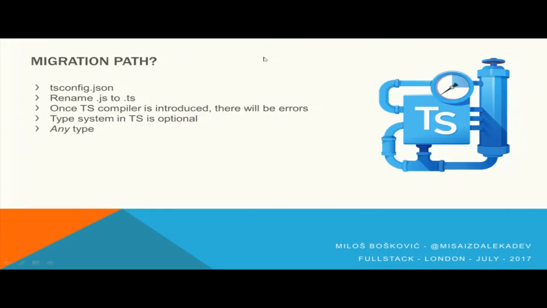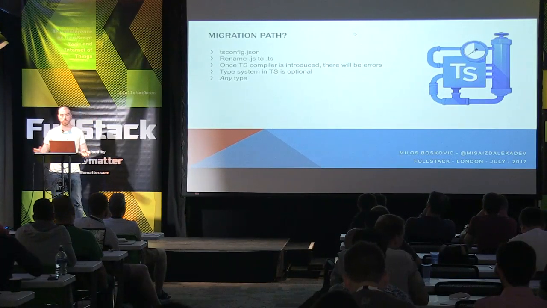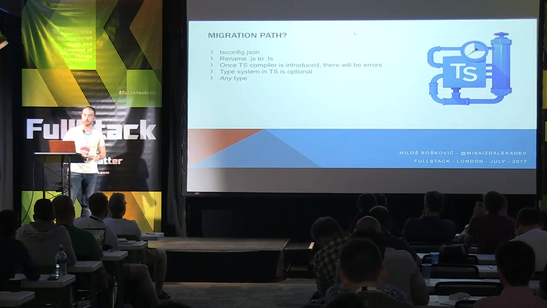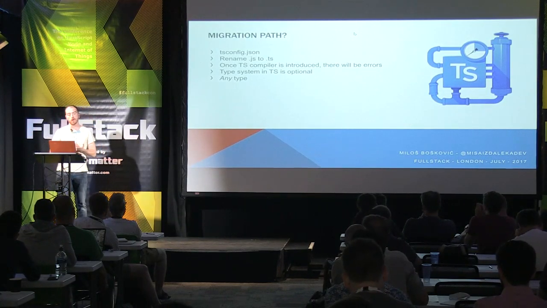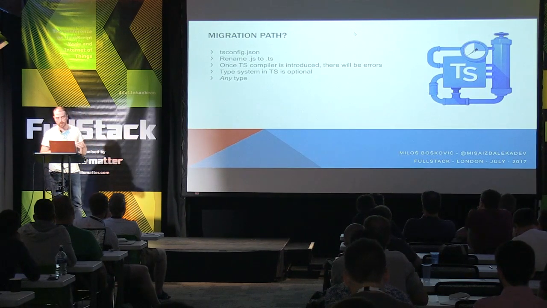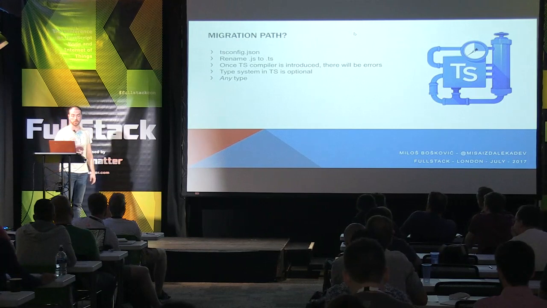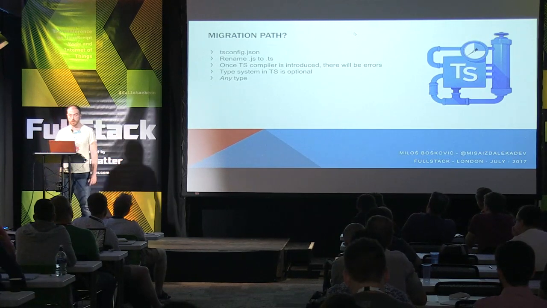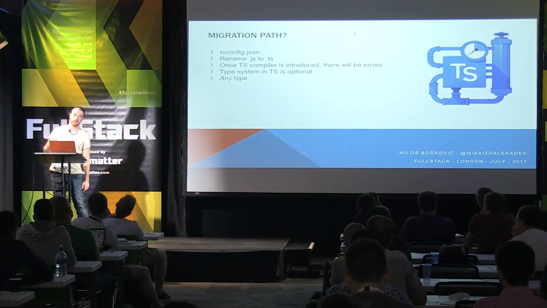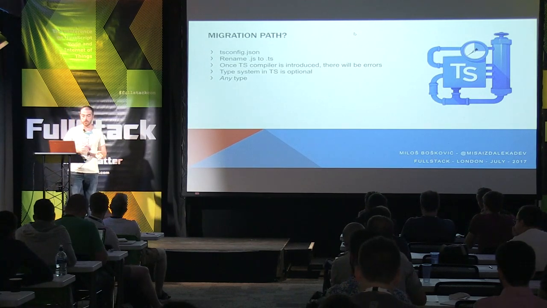So let's talk a little bit about migration path. What do you need to do if you have your existing JavaScript project and you just want to give TypeScript a try? Well, you need to create this tsconfig.json file, and I'm not going to go into the contents of it. You can just Google it. It's nothing special. You need to rename your JS files to TS files. You need to use npm to install the dependencies required for compiling your TypeScript code to JS code.